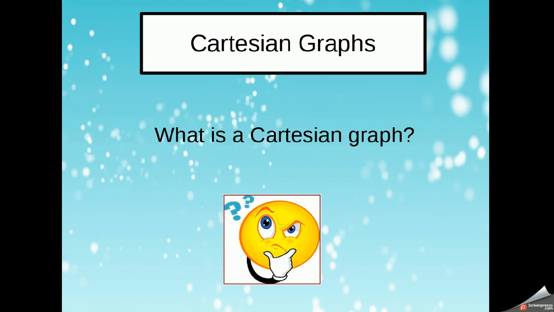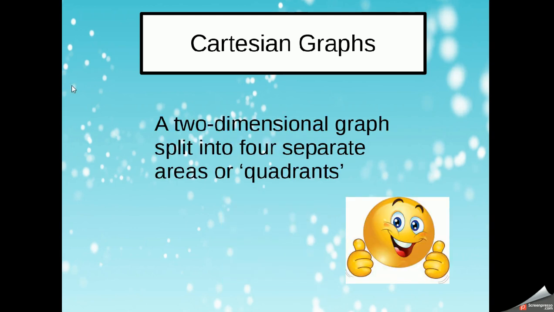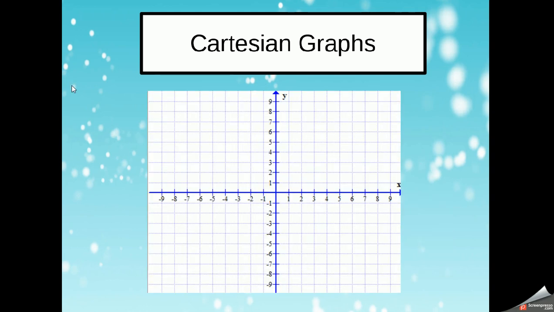We normally work with what we call Cartesian graphs. So what exactly is a Cartesian graph? Well, basically, it's a two-dimensional graph split into four separate areas, or what we call quadrants. So here is an example of it. It's two-dimensional. We've got an x-axis and a y-axis. The x-axis is horizontal, so any value of x will be along here, and the y-axis will be vertical.